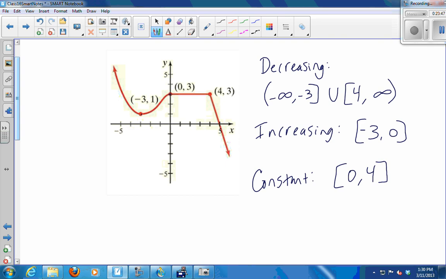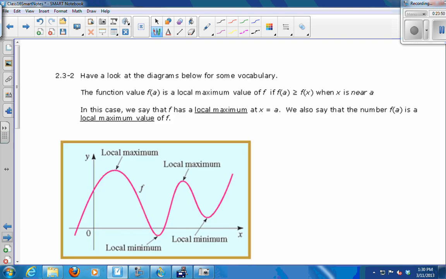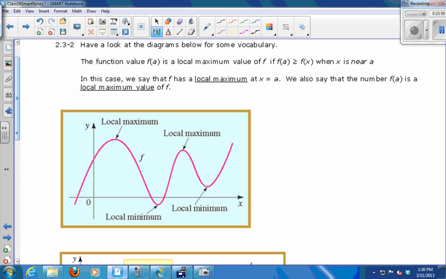All right, so related to increasing and decreasing is the idea of a maximum or a minimum point. We're going to talk about local maximums and local minimums, which means that they're not necessarily the very highest or very lowest point in the whole graph. They're just the highest or lowest point in their neighborhood. So like right here, that point is not the highest point in the whole graph, but if I make a little neighborhood around it, it's the highest point in its neighborhood. So that's what it means to be a local maximum or local minimum.